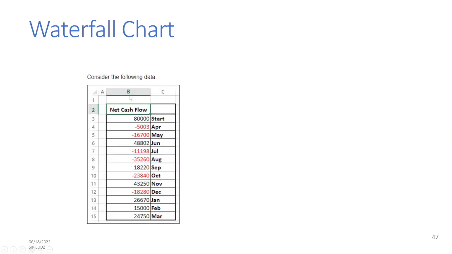So consider the following data. We have here our net cash flow. So it starts with 80,000, and then on April we have negative 5,003, and then negative again on May, and then positive on June. So these are the values from April to March. So that's 1 year.